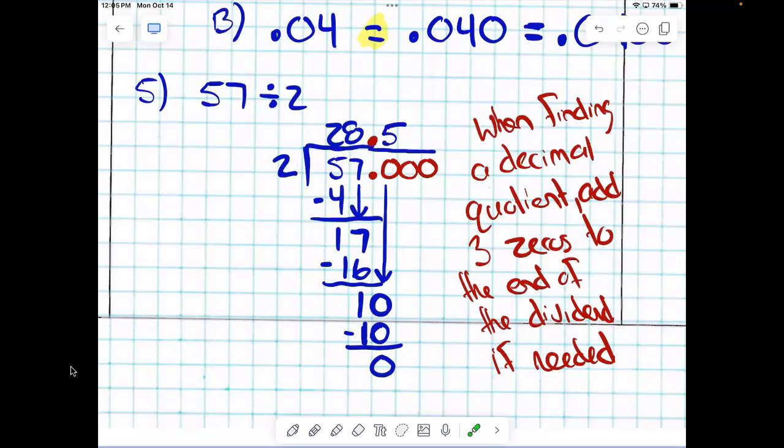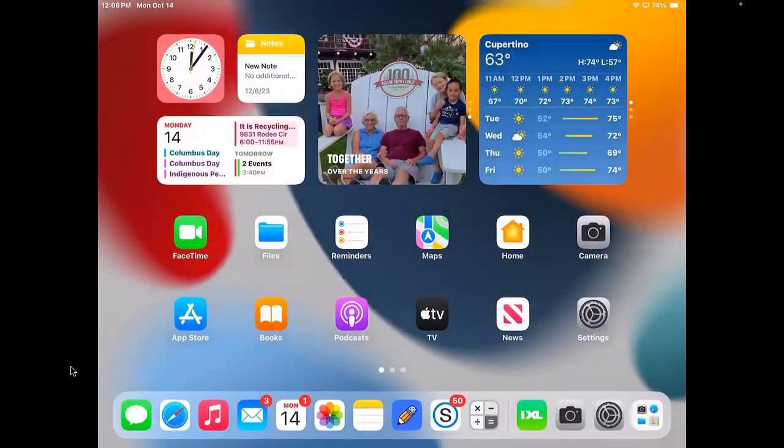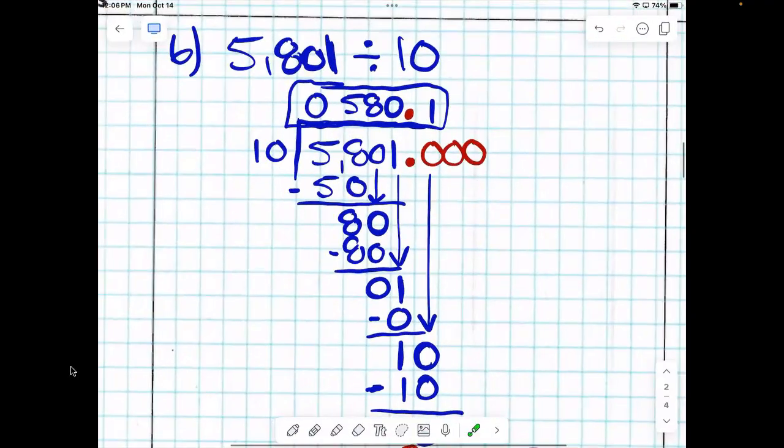So when you have to do a decimal quotient and you're out of numbers, you can always add a decimal point and what? Zeros. And zeros. If I add the decimal point inside the box, though, do I have to add it on the top of the box too? Yes.